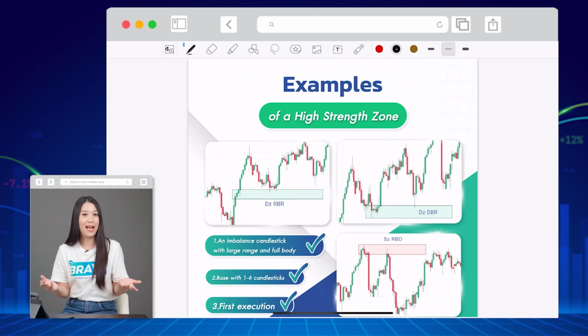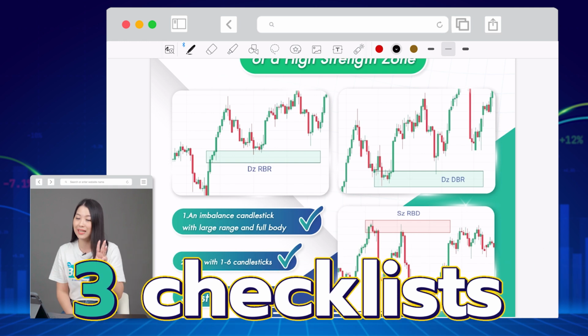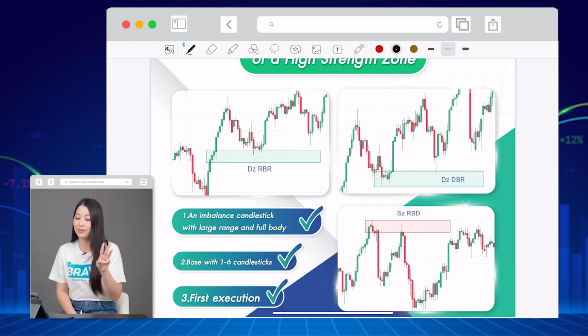So what about an example? Do I have an example for you? Yes, I do. The zone that has a very high strength must have all of the 3 checklists that I mentioned. The first one has an imbalanced candlestick, the second one is based on 1 to 6 candlesticks, and the third one is that it is the first execution, or a fresh zone.